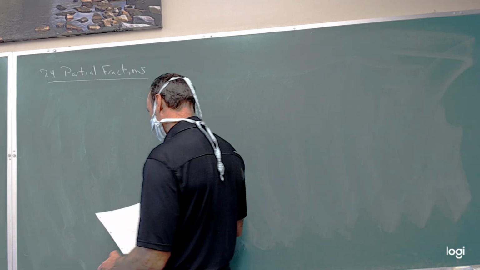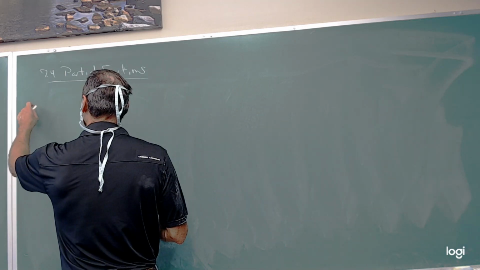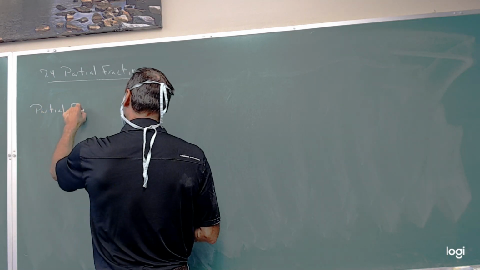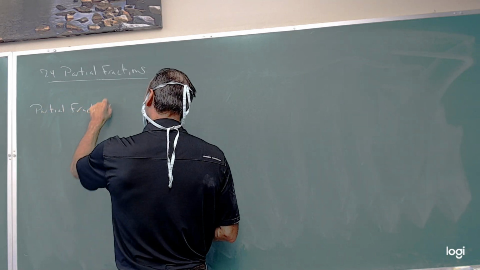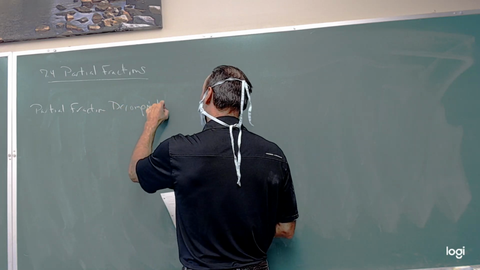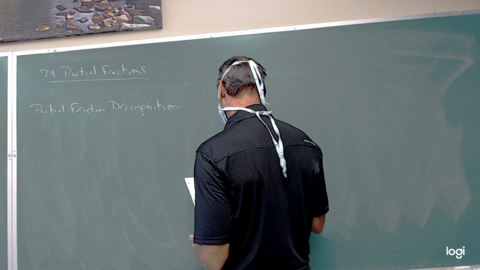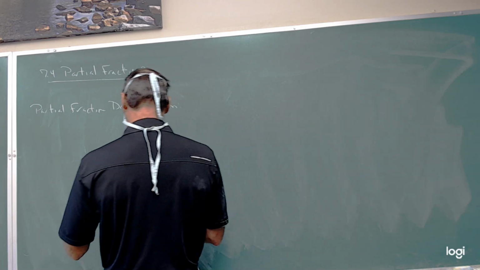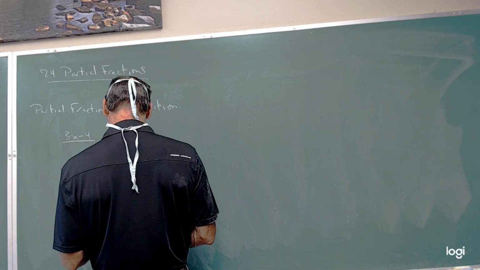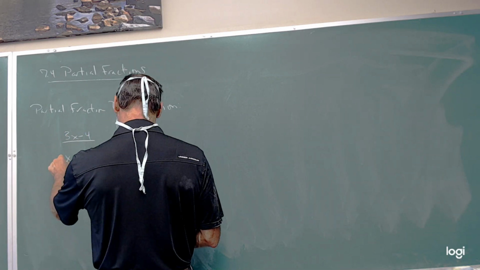But the idea is a partial fraction decomposition. So partial fraction decomposition looks something like this, where you take, say, 3x minus 4 over, say, x squared minus 2x.